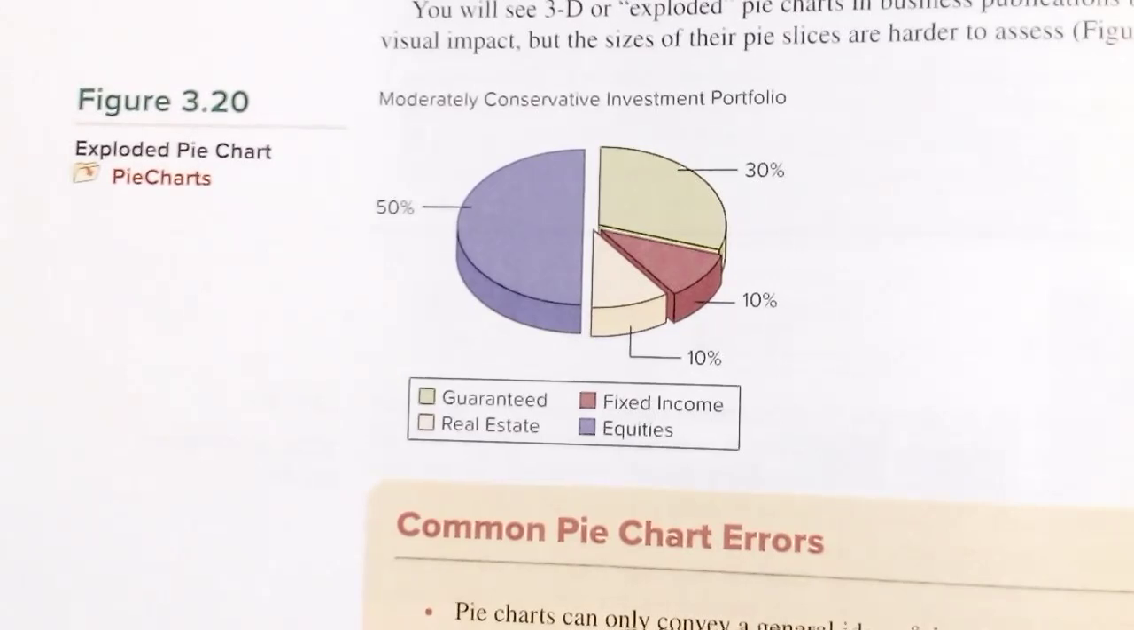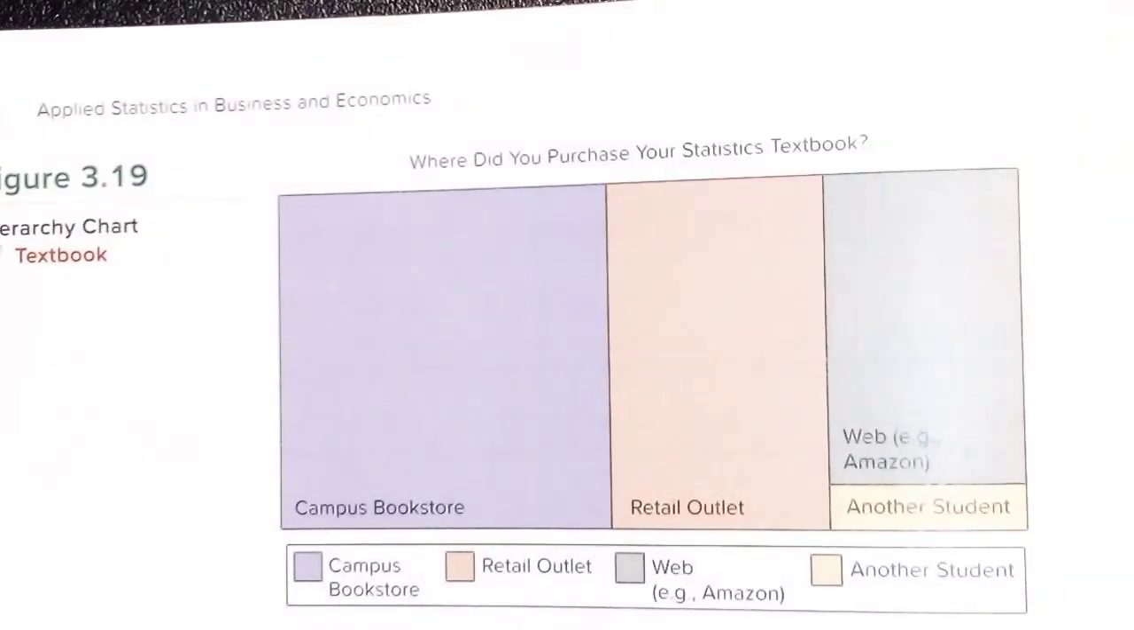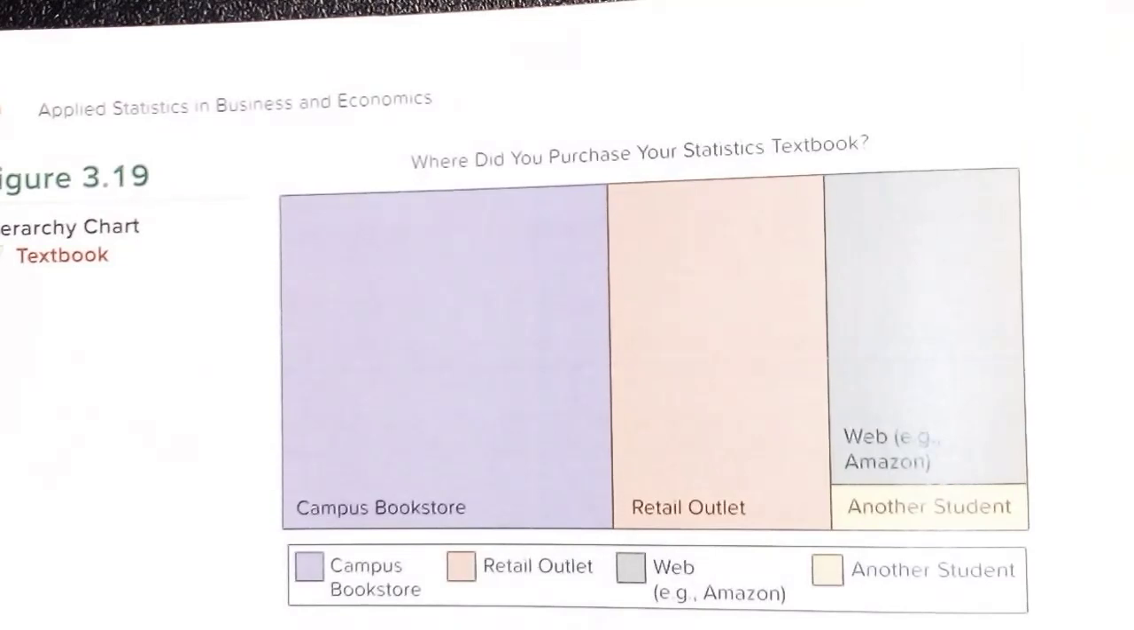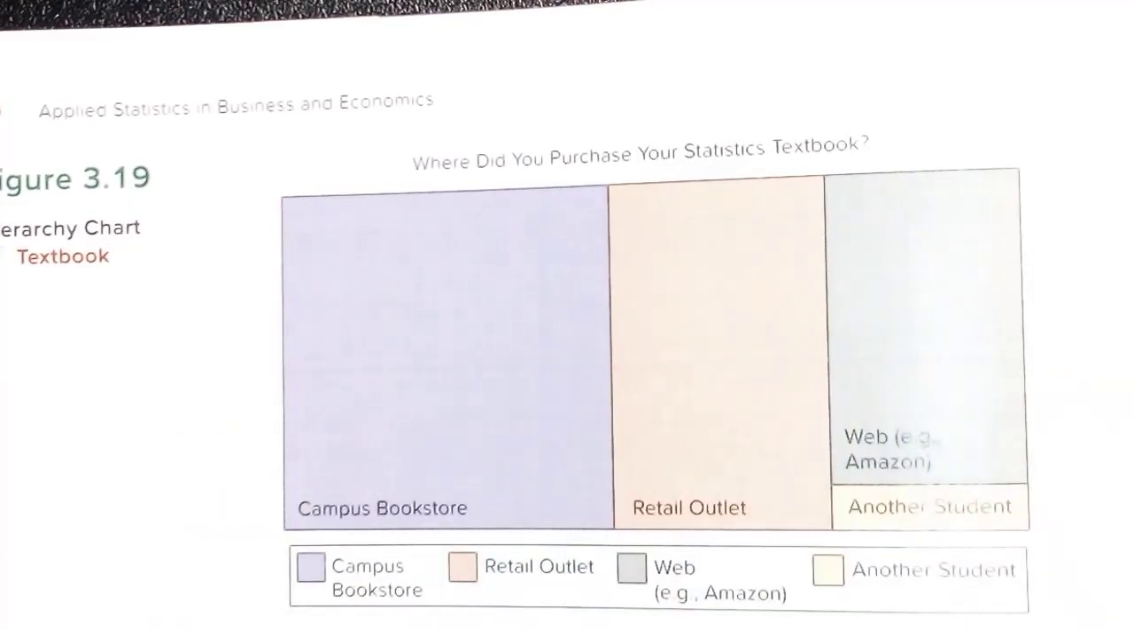Another way to do a pie chart, instead of doing it as a circle, is to do it as a rectangle. That's the same chart. 100% of people. Where'd you buy a book? But again, there's no labeling on relative size. Again, I can see which one's bigger, which one's smaller. It's workable. It's not ideal.